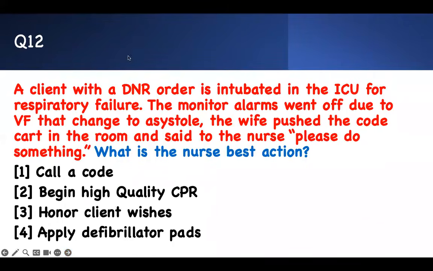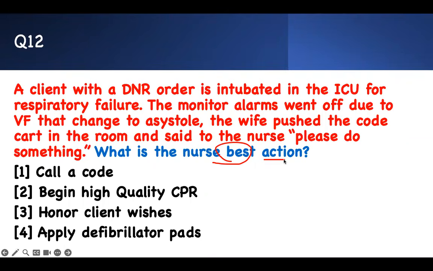Number 12. What is the nurse's best action? A client with a DNR order is intubated in the ICU for respiratory failure. The monitor alarm went off due to VFib that changes to asystole. The wife pushes the code card in the room and says to the nurse, please do something. What is the nurse's best action?